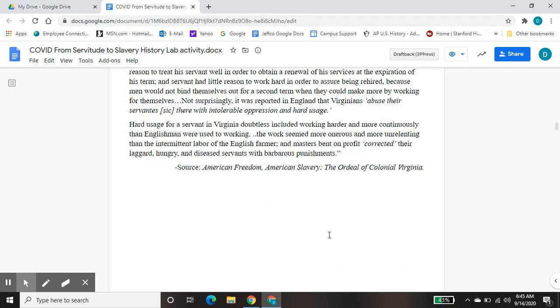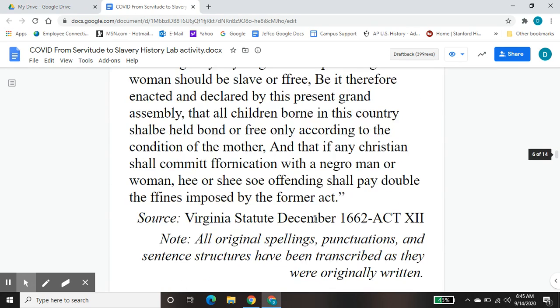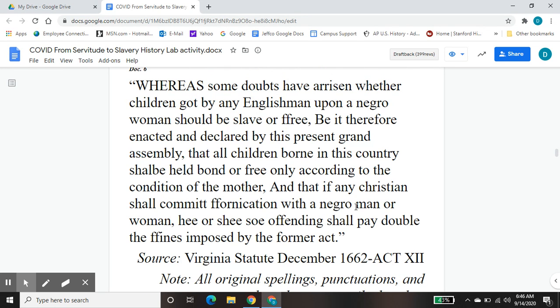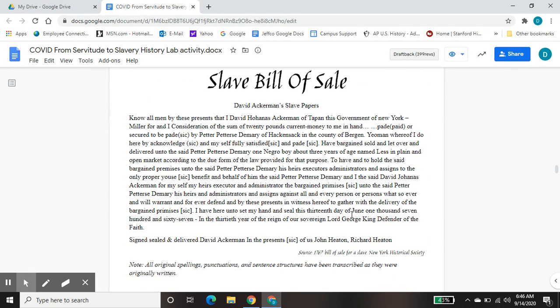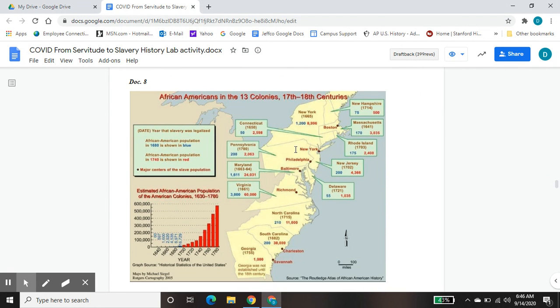This is from a book about slavery. This is from another book about slavery. Okay. And then, again, here, all sentence structures have been transcribed as they were originally written, spellings, punctuations. Again, this is from 1662. There's no writing conventions back then. There's no accepted, this is the way we write. So just keep that in mind as you're reading this. This is a bill of sale. Again, no spelling, writing conventions. This is a map showing slavery as it grew in the United States.